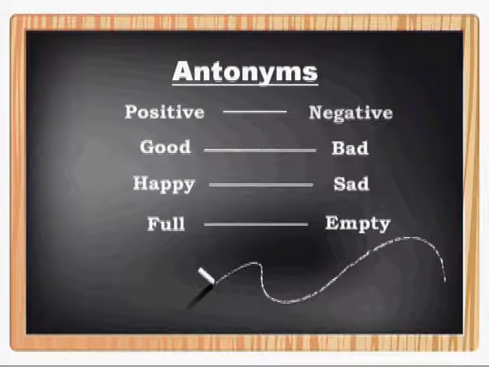Here they are. Our first example is positive and negative. Sometimes antonyms are positive-negative relations, like good and bad, and also happy and sad. Happy is a positive feeling, while sad is a negative feeling. However, you will find out that antonyms are more than positive-negative relations.